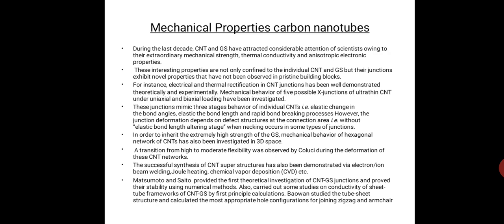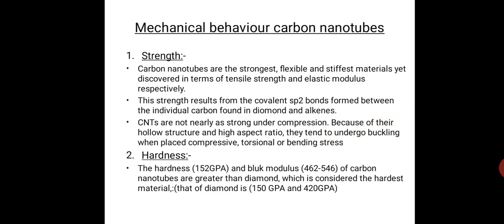Matsumoto and Saito provided the theoretical investigation of CNT, GS junctions, and proved their stability using numerical methods. Others also carried out some studies on the conductivity of sheet tubes, frameworks of CNTs, GS by first principle calculation. Bhavan studied the tube sheet section and calculated the most appropriate hole configuration for joining zigzag and armchair carbon nanotubes. So, mechanical behavior of carbon nanotubes.